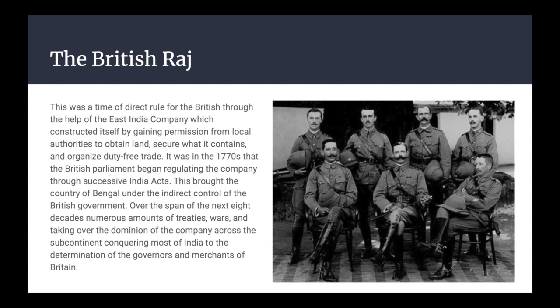The British Raj was the period of British rule on the Indian subcontinent. They were able to do this through the East India Company. This company established itself by gaining permission from local authorities, and with all of this happening, the British Parliament began regulating the company through successive India Acts in the 1770s, resulting in Bengal coming under British control.